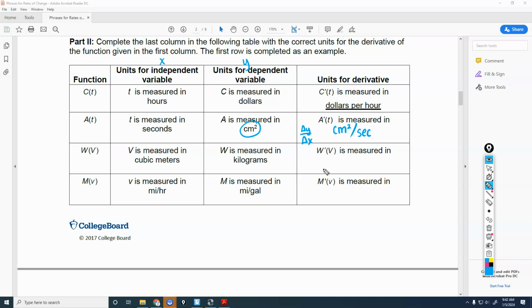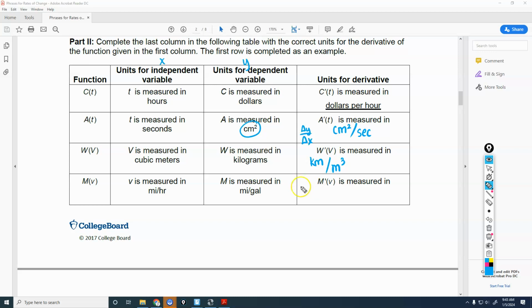All right, Lucian, what have you got for the next one, the W prime? Kilograms per cubic meter. Kilograms per meters cubed. Perfect. That works. All right, last one's hard. Who thinks they have it? What have you got, Lydia?